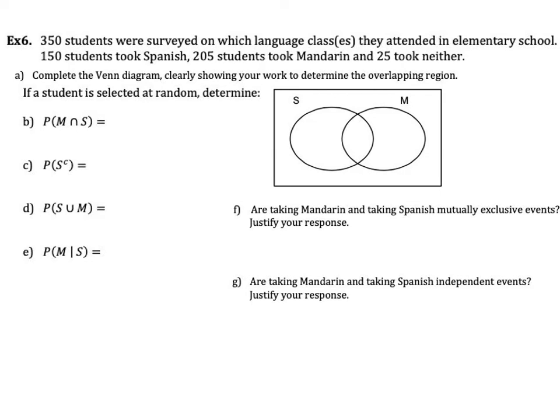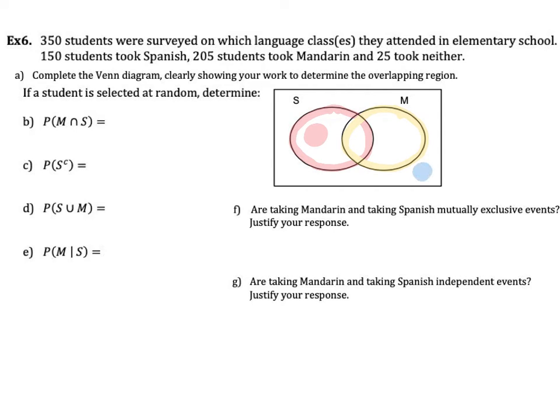Let's apply those to these next questions. You should be able to do this on your own, but I'll take you through the Venn diagram and then you can try to answer the questions on your own. It says 350 students were surveyed on which language classes they attended in elementary school. 150 students took Spanish, that's this entire circle. 205 students took Mandarin, that's this entire circle. And 25 took neither.